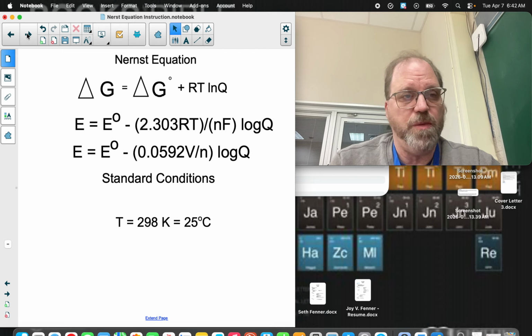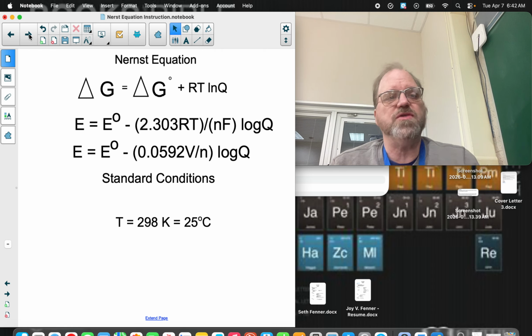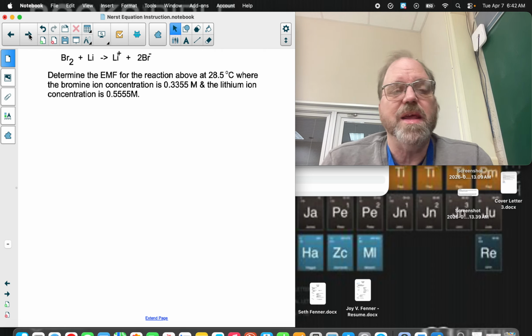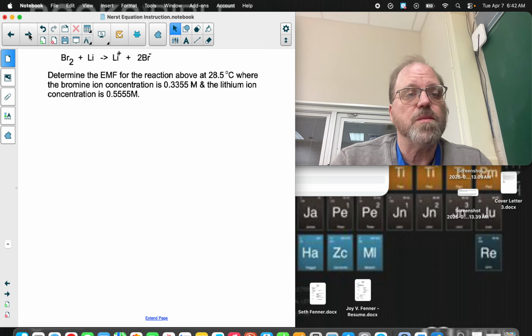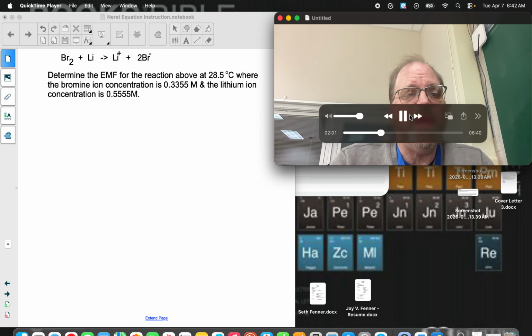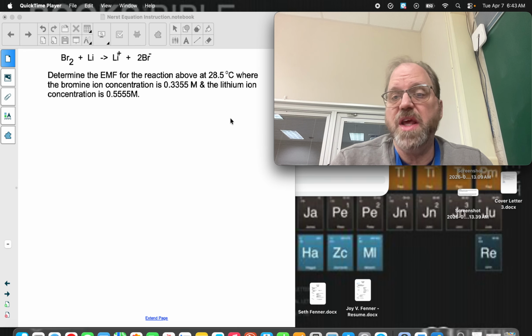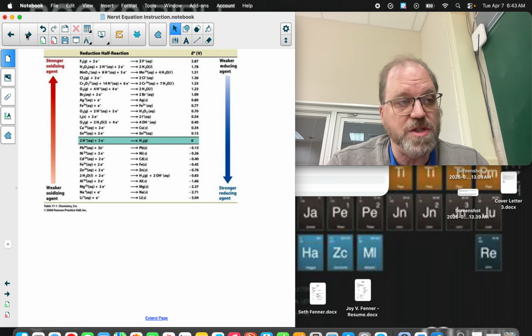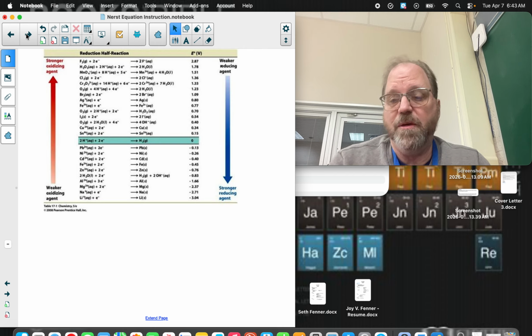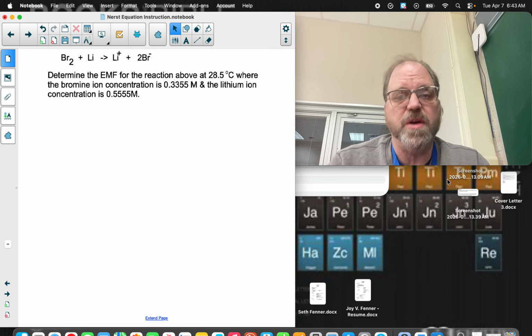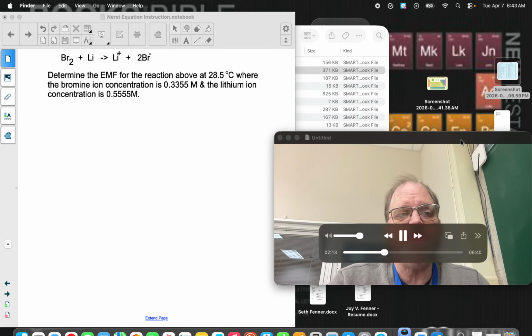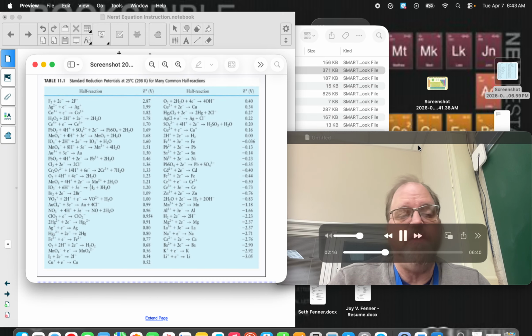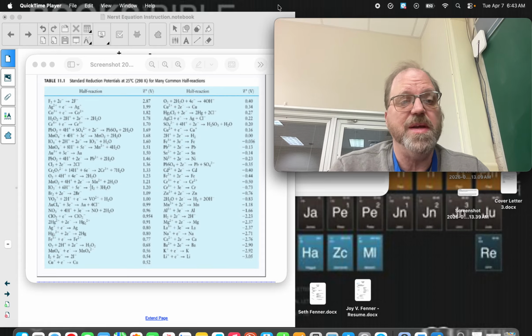So let's try one of them here. First one, the reaction of bromine plus lithium gives us lithium ion plus bromide ion. No, it's not balanced. We'll balance it later. We're going to use the standard reduction potentials we had before, and that chart's right over here as well. So we split our reactions and then find our values inside of there.